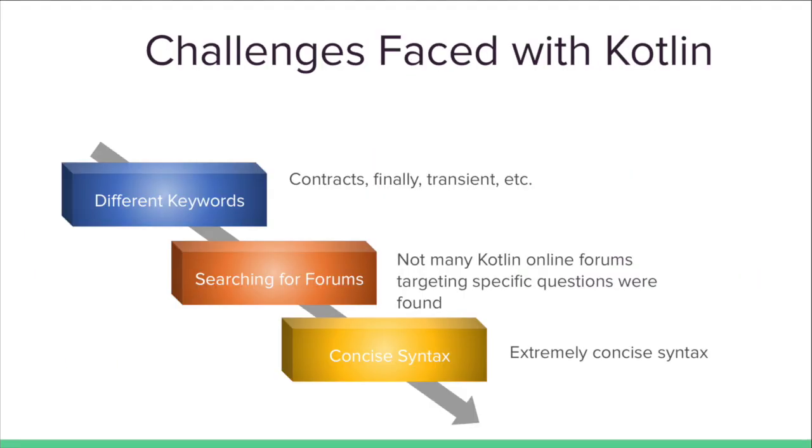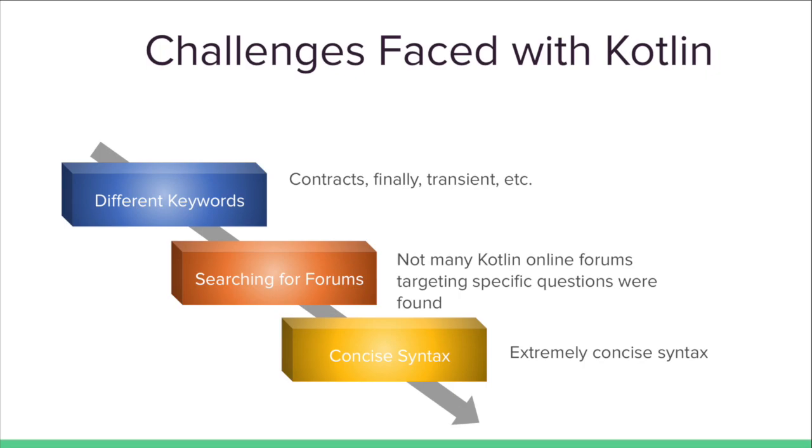Finally, as we tested Kotlin, we found several challenges. Now, the most salient of these is the many different keywords. There were contracts, finally, transient, and several other keywords that we had never seen before, and so this required us to learn these from scratch.